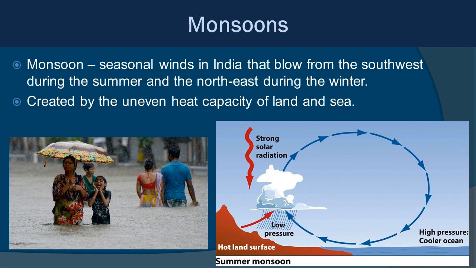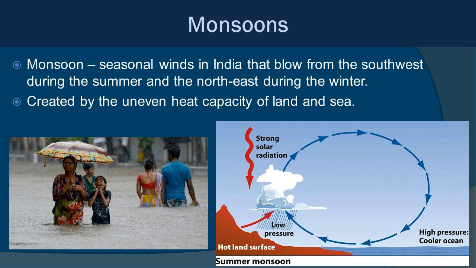Now, El Nino is not the only fluctuation that we have. A much more predictable and annual fluctuation are the monsoons in the Indian Ocean. Monsoons are seasonal winds in India that blow from the southwest during the summer and the northeast during the winter. This is created by the uneven heat capacity of the land and the sea. During the summer months, the land becomes much warmer.